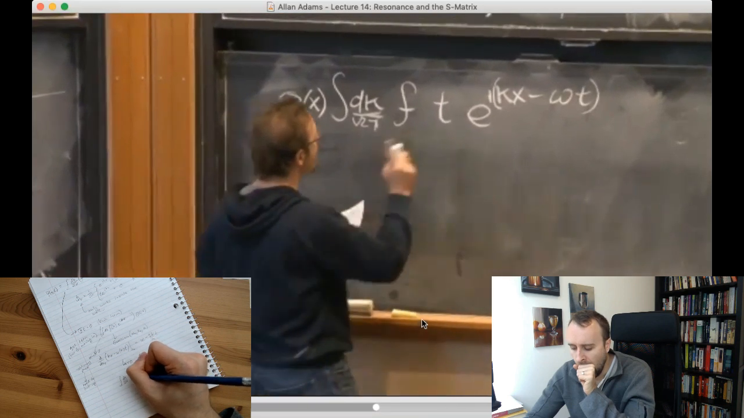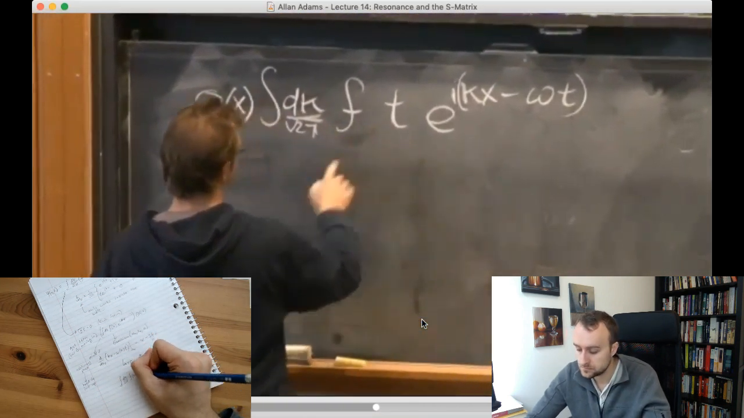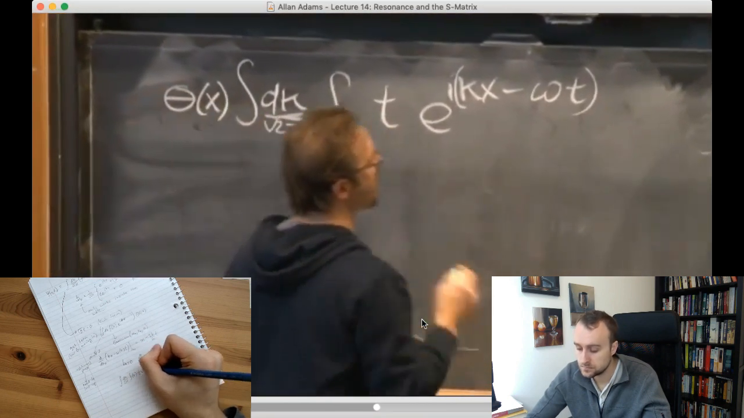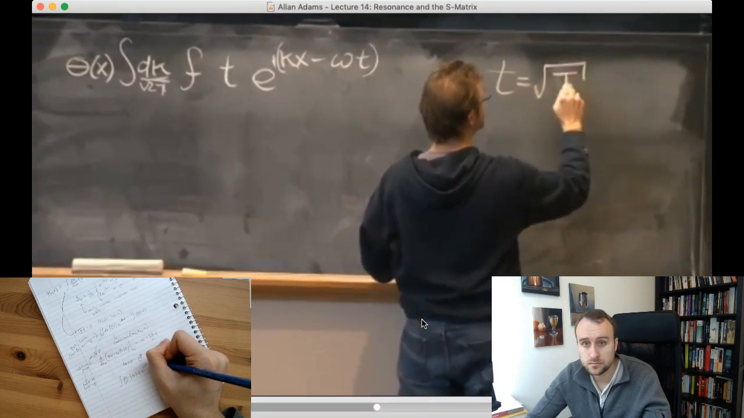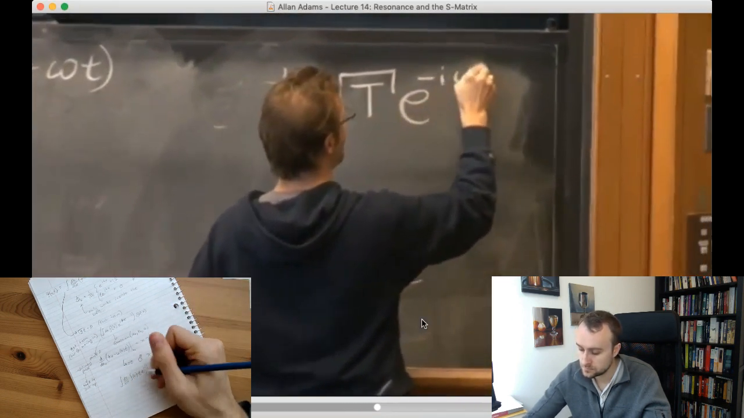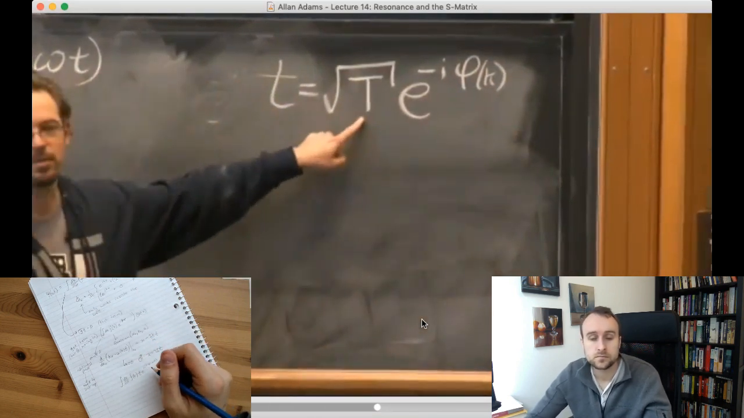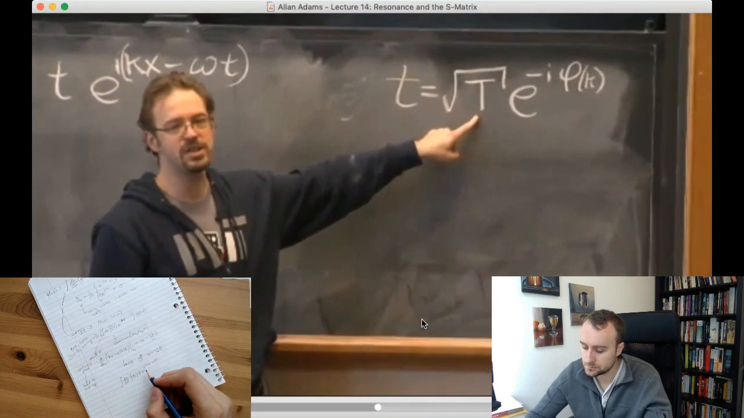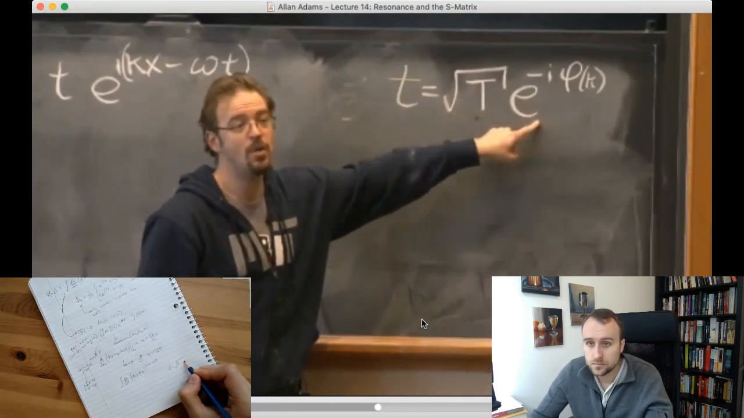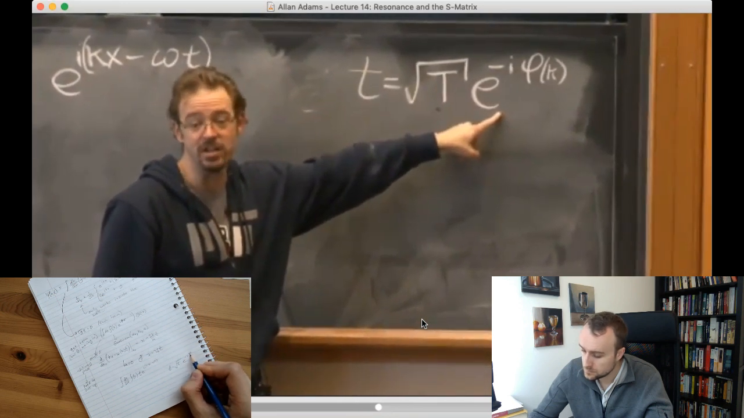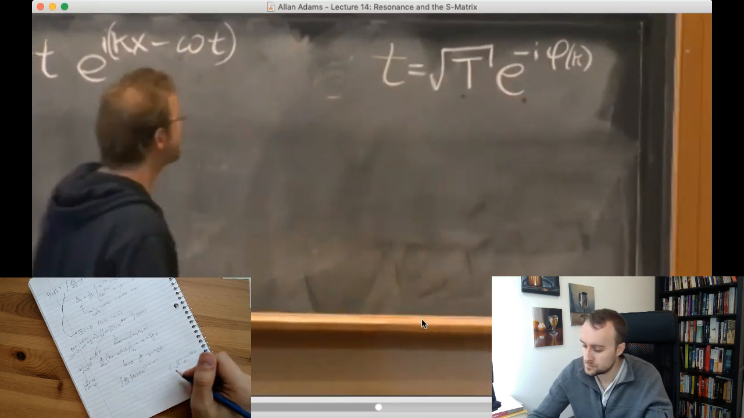And now I want to do one last thing. This t was our scattering amplitude, and I want to write it in the following form: root T e to the minus i phi, where phi is a function of k. So what this is saying is that indeed, as was pointed out earlier, the norm squared of this coefficient t is the transmission probability, but it has a phase. And what I want to know is, what does this phase mean? What information is contained in this phase? And that's what we're about to find.